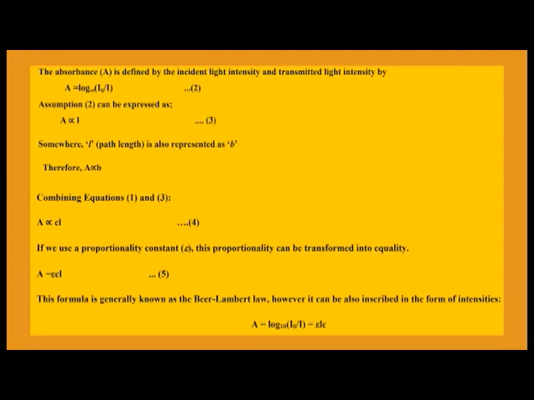If we use a proportionality constant, then the proportionality can be transformed into equality and therefore, absorbance A will become epsilon into C into L, where epsilon is called the molar absorptivity constant. This formula is generally known as the Beer-Lambert's law. However, it can also be described by the equation A is equal to log I naught by I equal to epsilon C L.